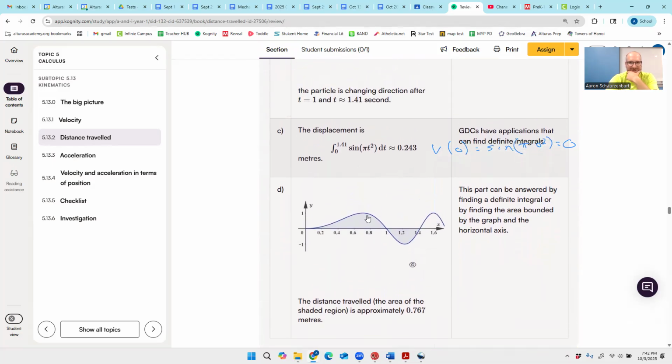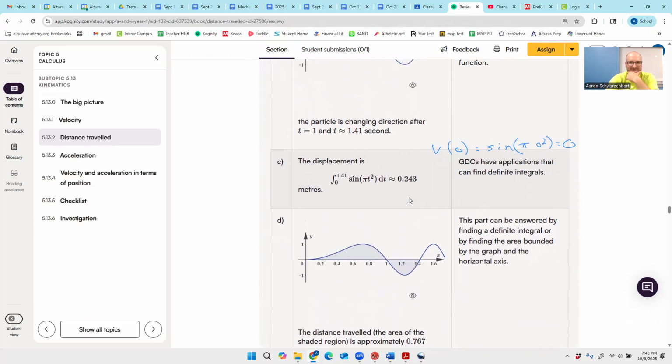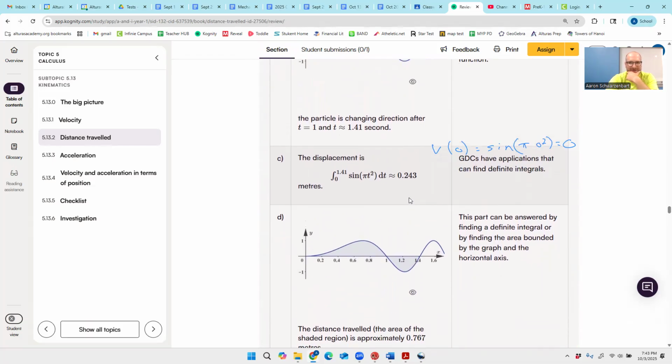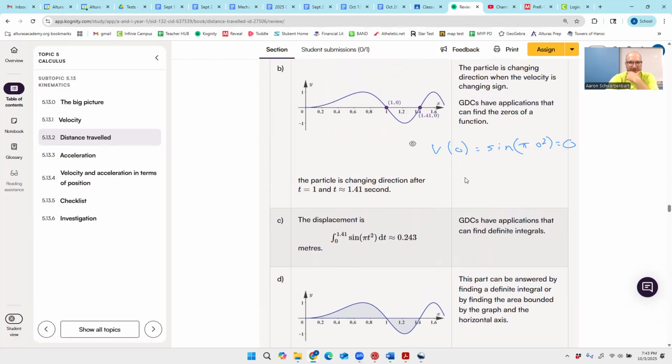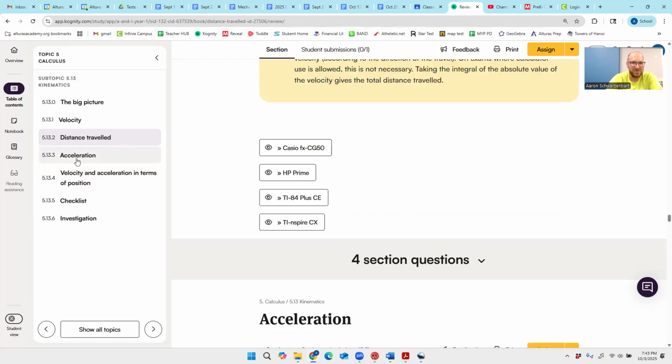And again, I would just use the integral. I would use the integral of the absolute value. So similar question, but they use the calculator. You can do it by hand, but you don't have time on the test, so don't. Just make a habit of using the calculator.